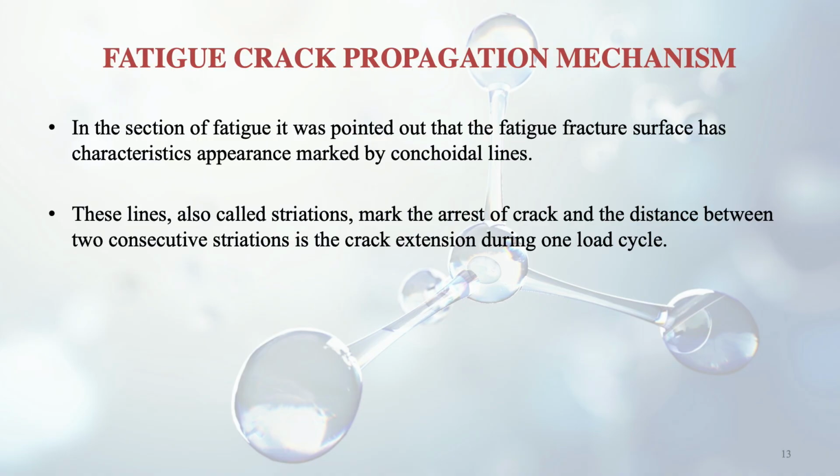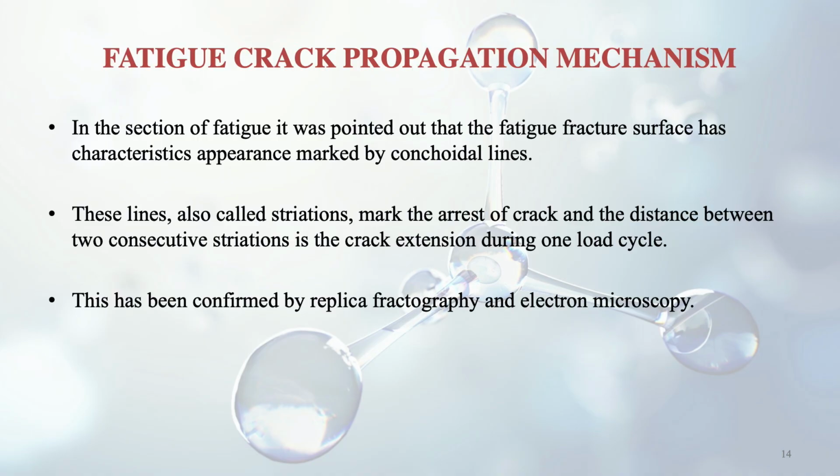So these lines are also known as the striations, and these arrest the crack from moving forward, and the distance between two consecutive striations is the crack extension during one load cycle. So how much crack has grown is known through these striations. This has been confirmed by our replica fractography, this is a method, and also by electron microscopy.